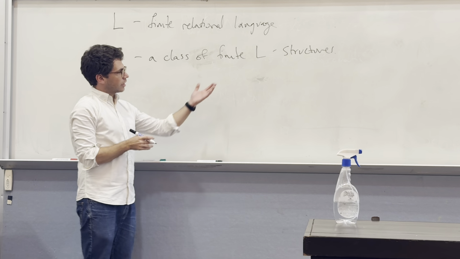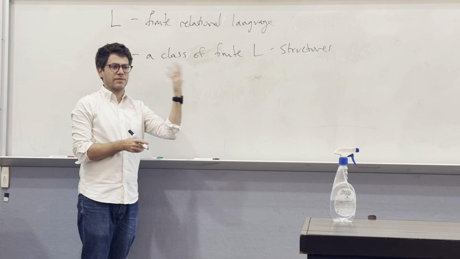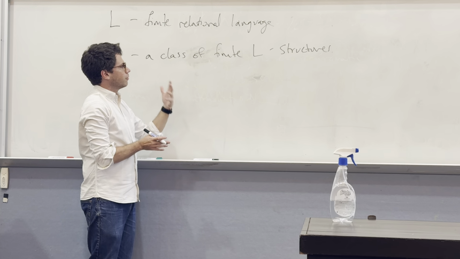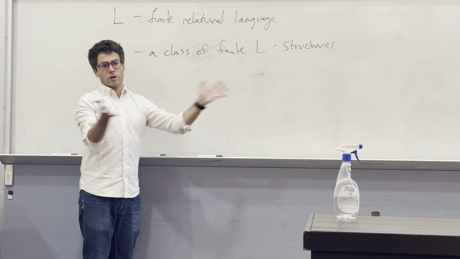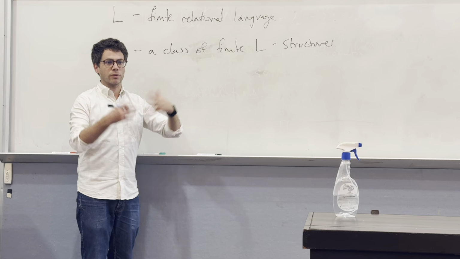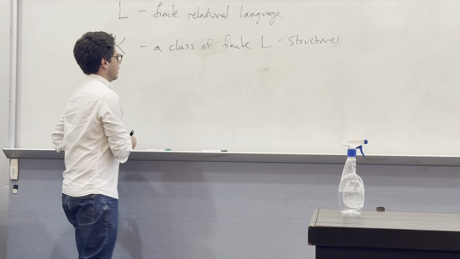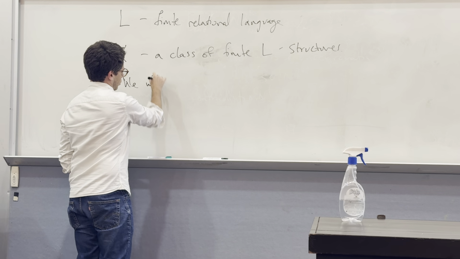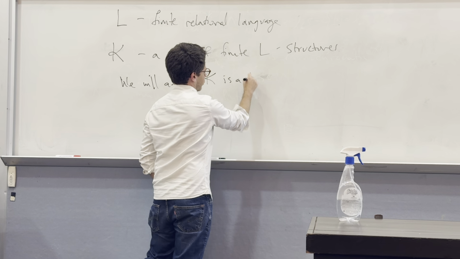And let's remember what this means. This means that we have a finite set together with interpretations of those relations. So if we have a single binary relation, then maybe we could have finite sets, and we interpret the relation on those finite sets so that it's an order, for example. Or maybe it's a graph, something like that. So we're going to have a class of finite L structures, and we're going to assume, for purposes today, K is a Ramsey class.